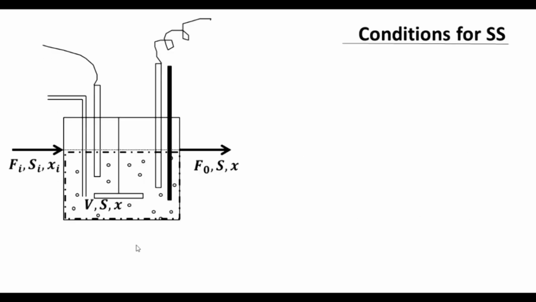Okay, let's begin the analysis. This is the same chemostat as was shown earlier. The inlet at Fi, Si, Xi, usually Xi is 0, and the outlet at Fo, the volumetric flow rate. S and X are the substrate and cell concentrations respectively. Here the volume of the broth is V, which is also the system that we have chosen, indicated by these dotted and dashed lines, and S and X are the same as in the outlet.